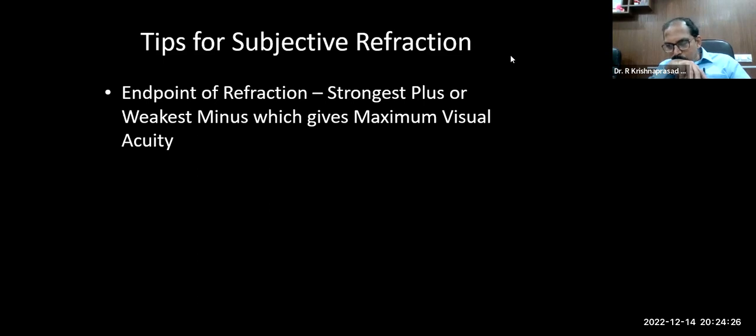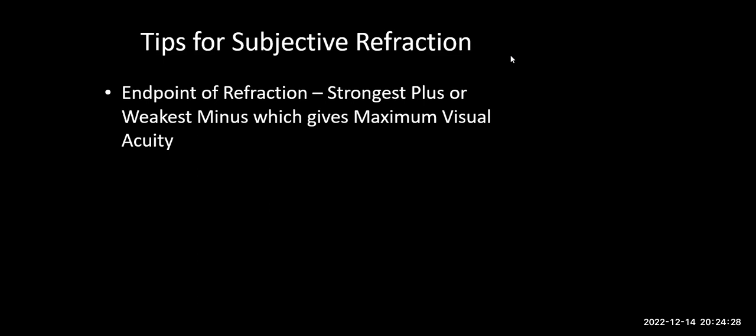Anybody? Sir, in hypermetropes, if we give the strongest plus, then they will use less accommodation to see distant vision. And in myopes, we will give them less minus numbers so that they can use their accommodation. Yes. More.